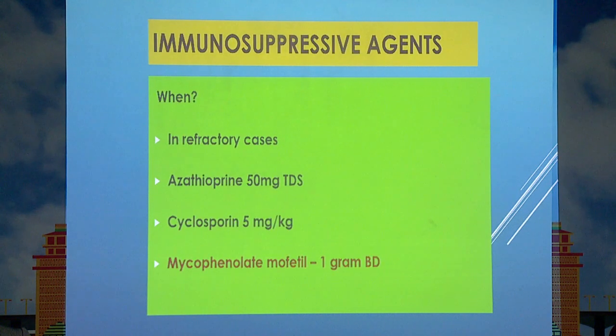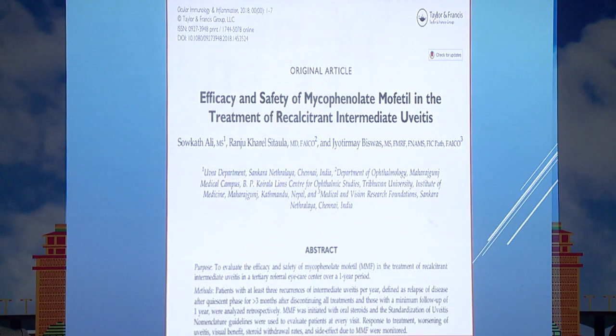When do we use immunosuppressive agents? It is in refractory cases which are not responding to steroids, and we use azathioprine 50 milligrams 3 times a day or cyclosporin 5 milligrams per kg. However, mycophenolate mofetil is a very safe drug and can be given 500 milligrams in divided doses. There have been studies which show the efficacy and safety of mycophenolate mofetil in the treatment of recalcitrant intermediate uveitis, proving the same.